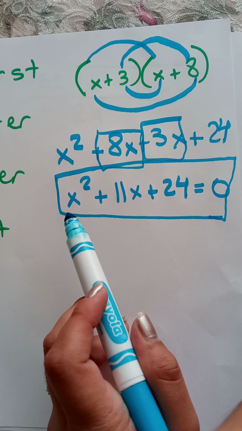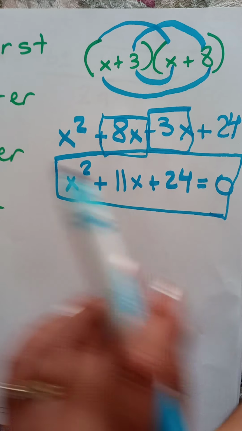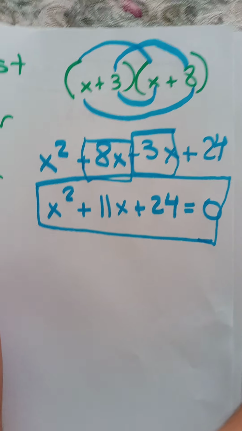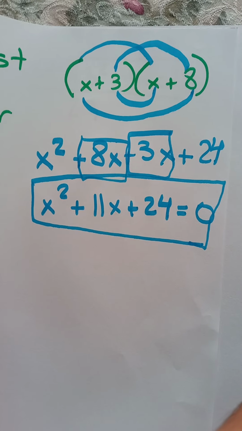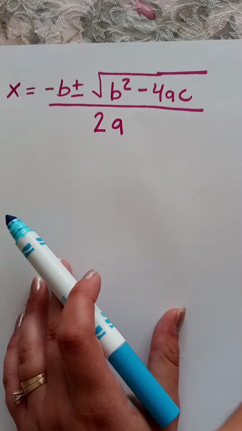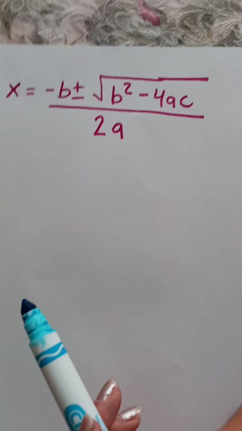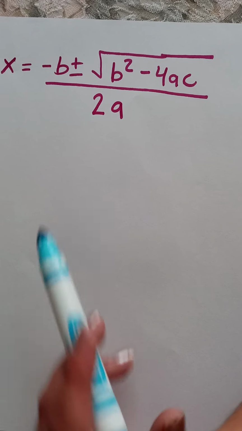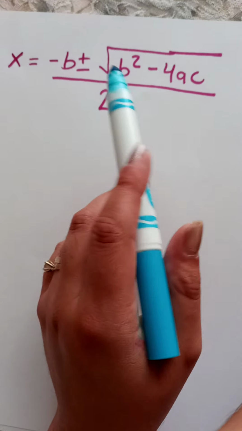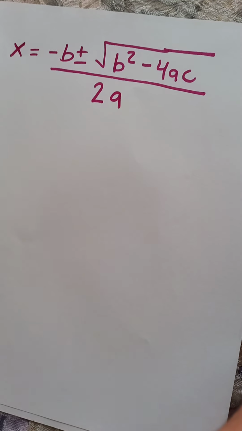Now we're going to use this same equation and we're going to solve using the quadratic formula, which will get us the answers. So it's x squared plus 11x plus 24. We're going to use the quadratic formula, which is this formula. Negative b plus or minus the square root of b squared minus 4ac, divided by 2a.